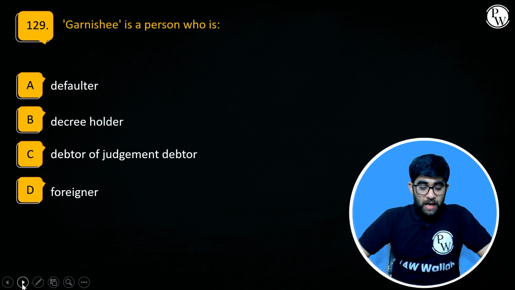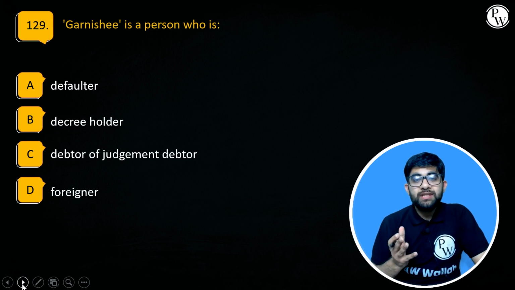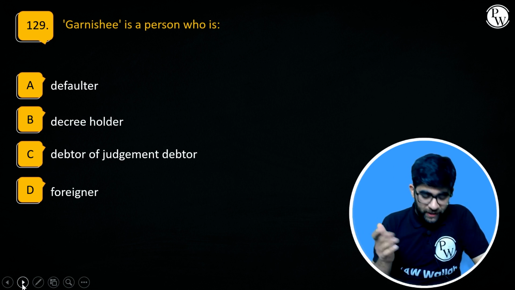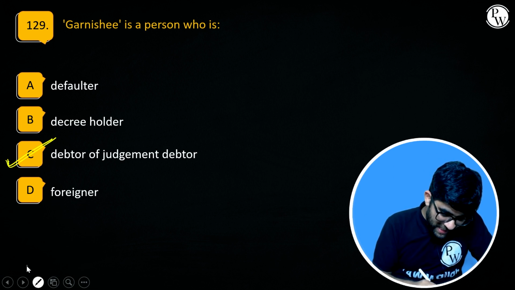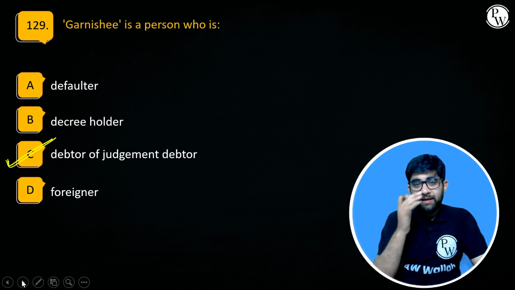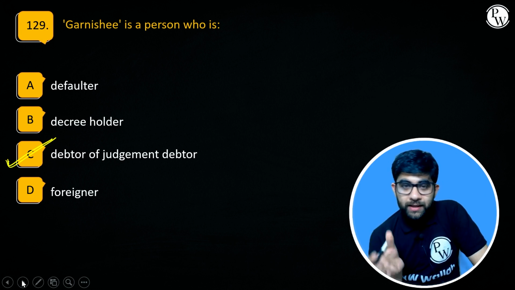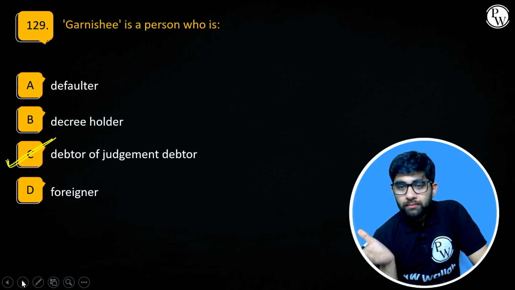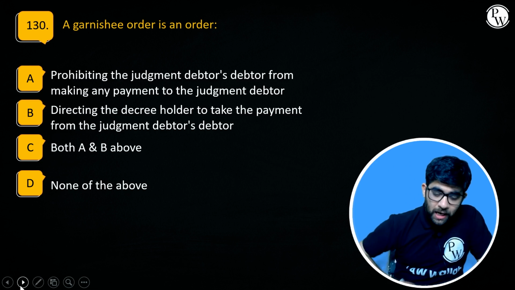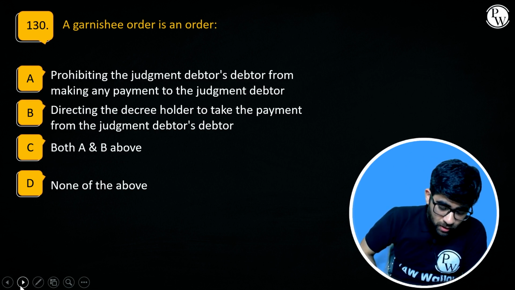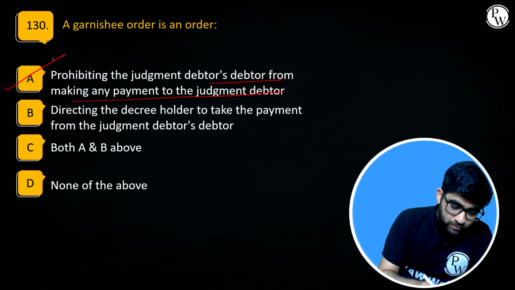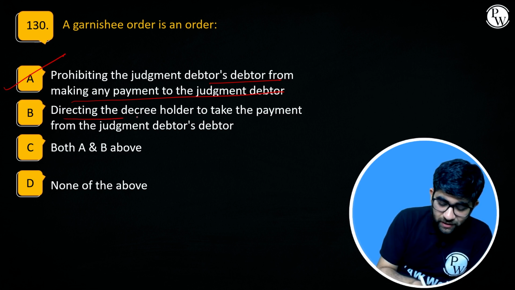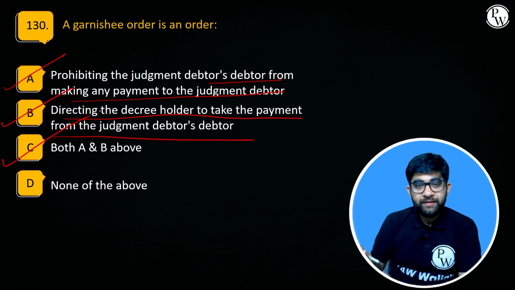Now, garnishee is the debtor of the judgment debtor, right? So the answer is C. This is self-explanatory. If the judgment debtor fails to pay, then the debtor of the judgment debtor will pay. A garnishee order is an order prohibiting the judgment debtor from making any payment to the judgment debtor. Correct. Directing the decree holder to take the payment from the judgment debtor's debtor. Correct. So both A and B are definitely correct.